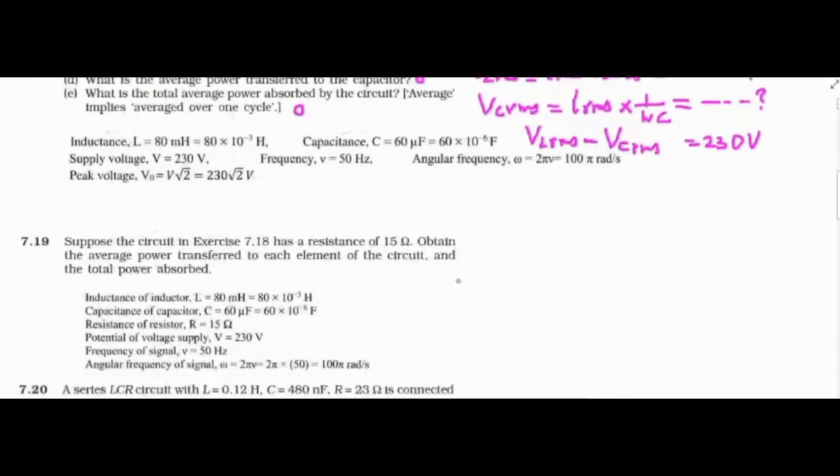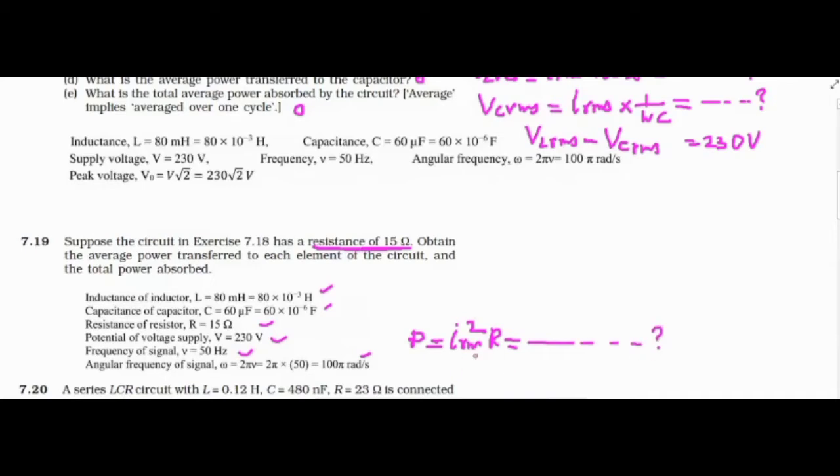Now, question 19 is the continuation. Along with this LC circuit, a resistance of 15 ohm is inserted. So we have inductance, capacitance, resistance, VRMS 230 volt, 50 hertz power supply, omega you can calculate. So these are all just continuation. Now here, what do you have? We know that the only component which dissipates power is the resistance. Therefore, power P is equal to IRMS square into R, which will give the power dissipated in the circuit.